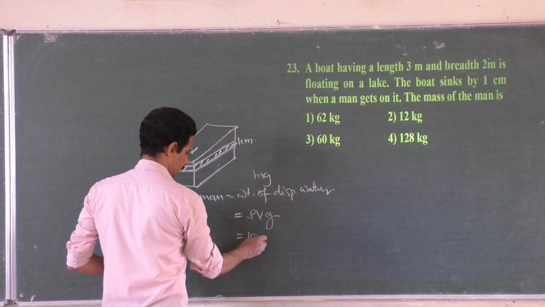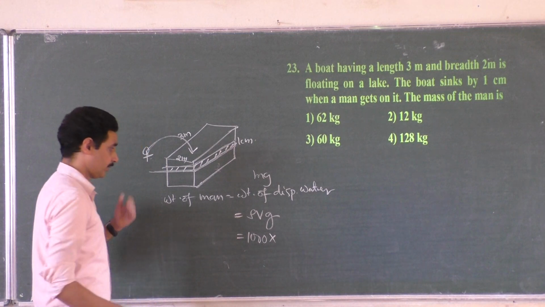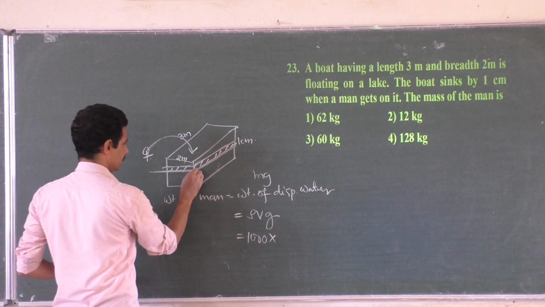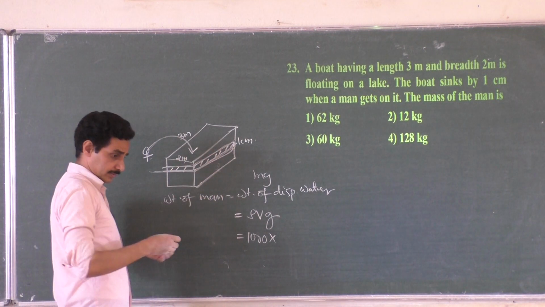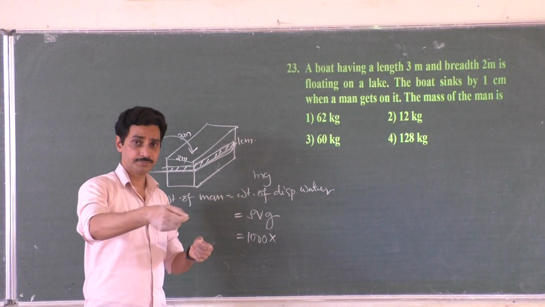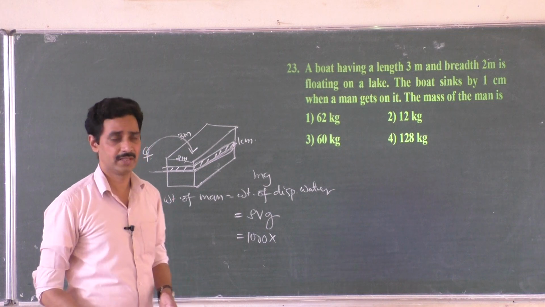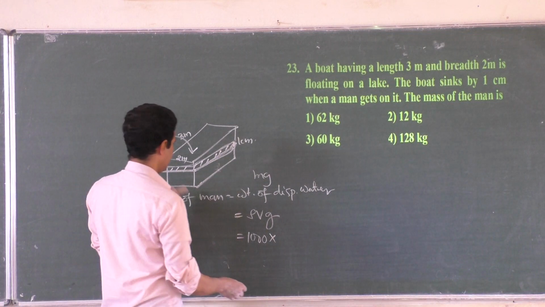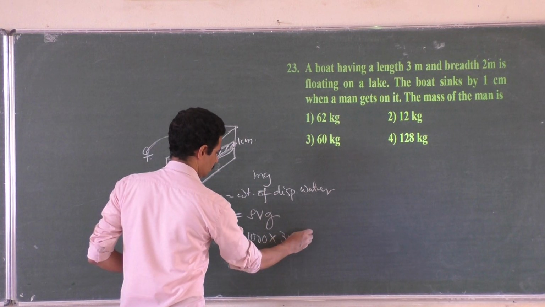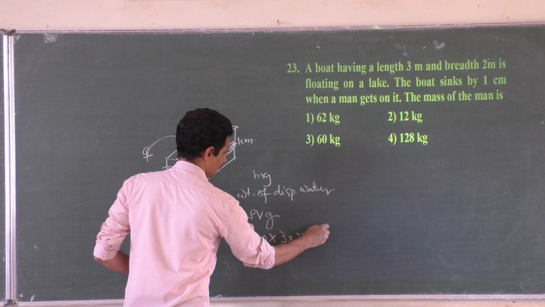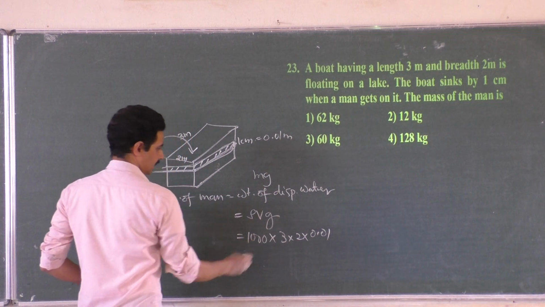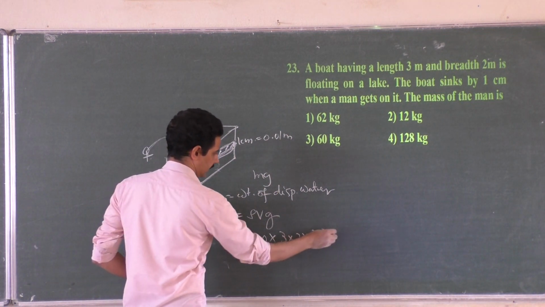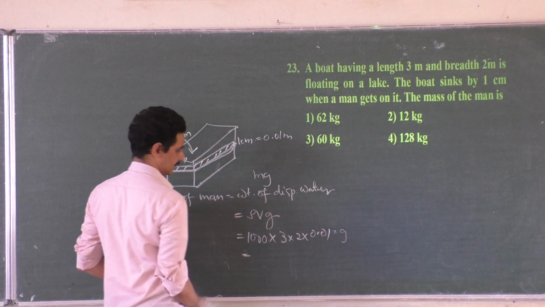Density is 1000. What is the volume of water displaced? Length, breadth, height, this much. The boat goes 1 centimeter deep. So what is the volume? Length 3, 2 and 1 centimeter, that is 0.01 meter. This 1 centimeter is 0.01 meter. So what is this? 1000, of course I multiplied by g, but g I will take it as it is.